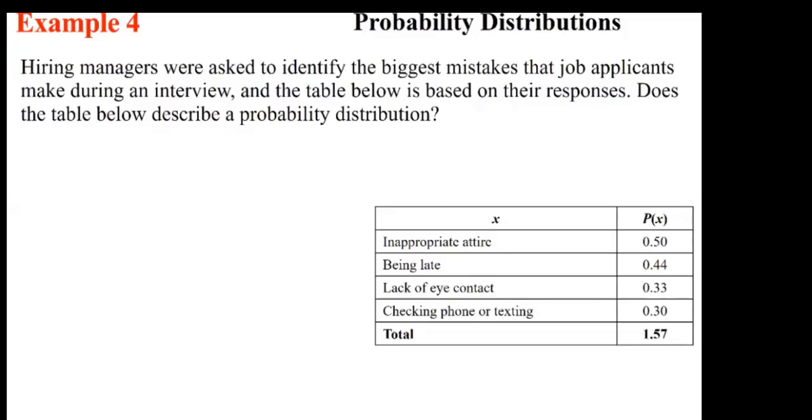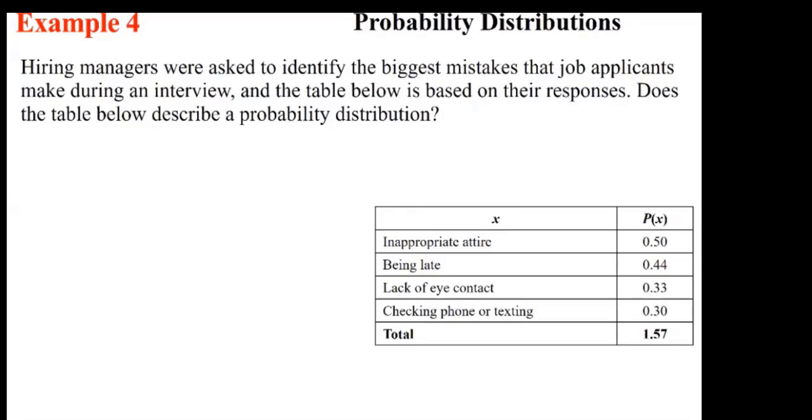So what do you think? Does it? No. Any idea why? They're not numerical random values. If you look at the very first one, x is supposed to be a number. It's not. You don't even have to check anymore. I want you to know that. But let's check everything. So the first one is out.